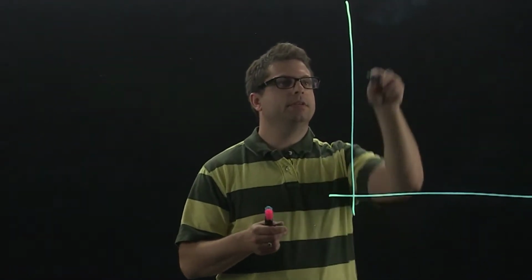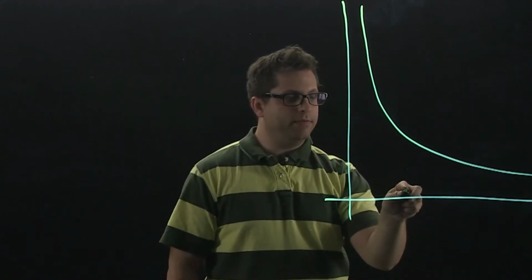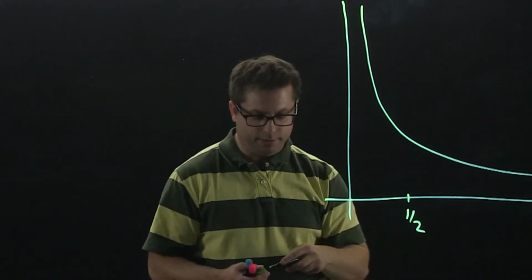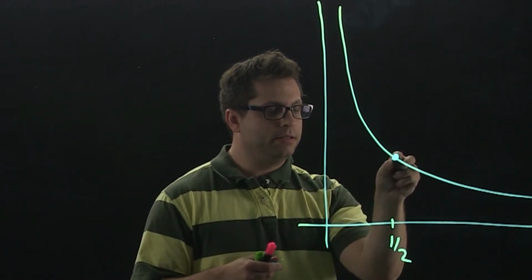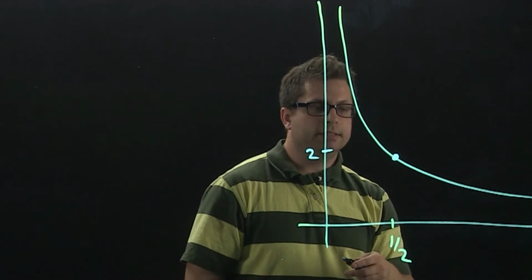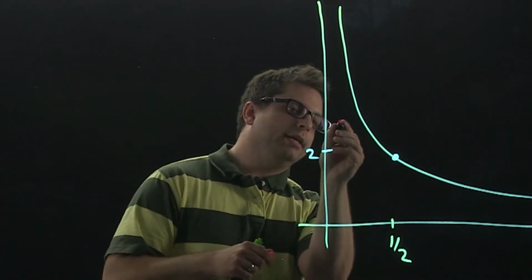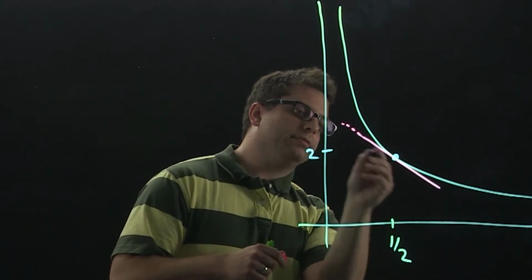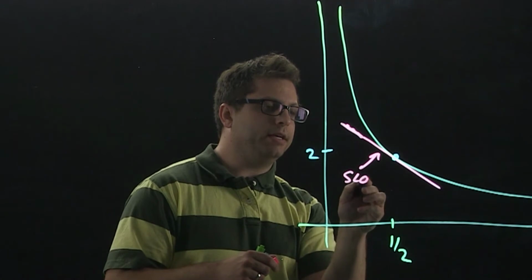So we have 1 over x, let's look like this, and let's just say 1/2 is right here. So we have the point 1/2 comma 2. Now the tangent line is right here. I want the slope of this line.